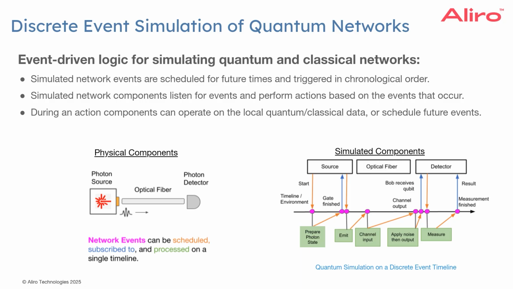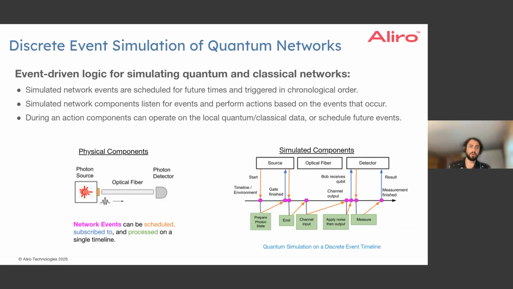So the way that this looks with a more practical example is, on the left, we have some physical components. We have a photon source. It's emitting photons through an optical fiber, which then are detected. On the right, we have our discrete event simulation timeline that describes this process. Above, we have the source, optical fiber, and detector as our simulated components. And below, we have these green boxes which dictate the quantum processes and operations that are being applied.